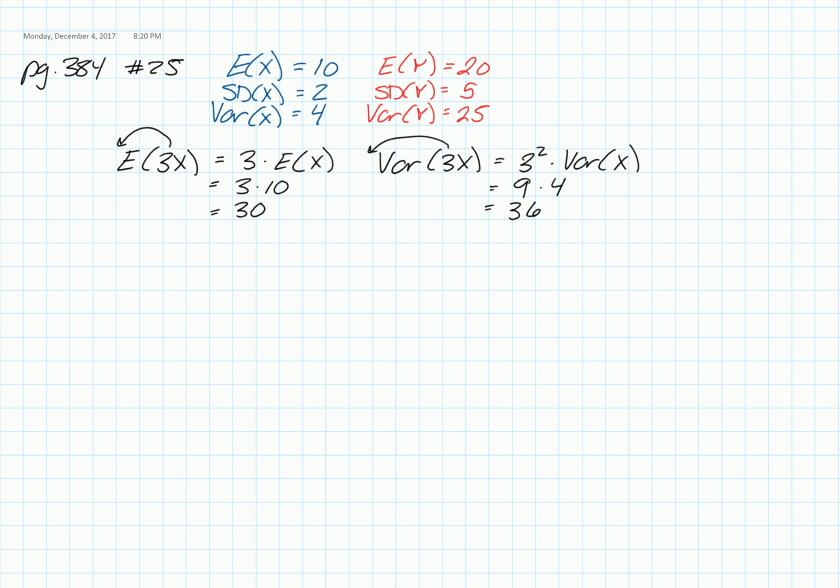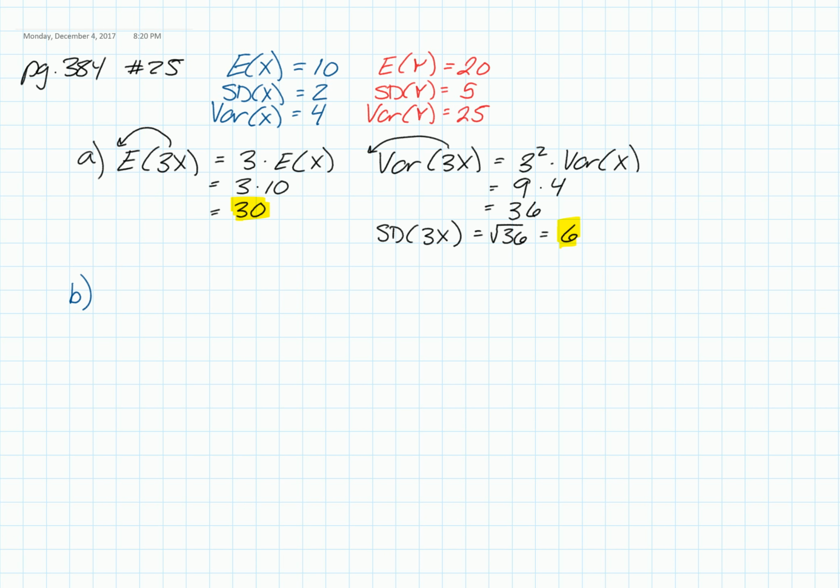We don't want to stop here because we really want the standard deviation. So in order to get the standard deviation of 3x, we take the square root of the variance, the square root of 36, which is 6. So the answer for this particular problem has the expected value of 30 with a standard deviation of 6. So that is part A. We move on to part B.